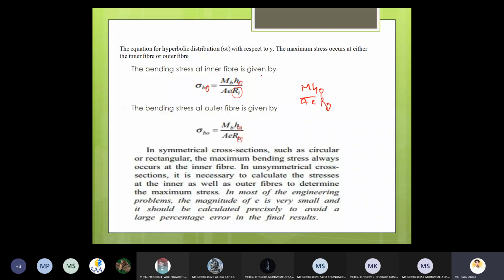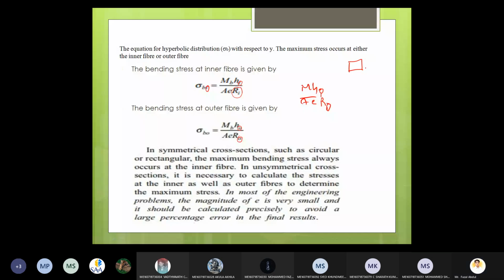in circular section and rectangular section, the maximum bending stress always occurs at the inner fiber. For an unsymmetrical section, suppose this is a square symmetrical section, so where can we find the maximum bending stress? Bending stress occurs at the inner fiber.